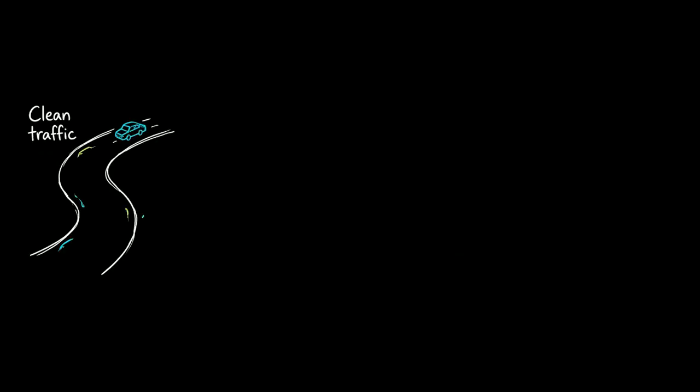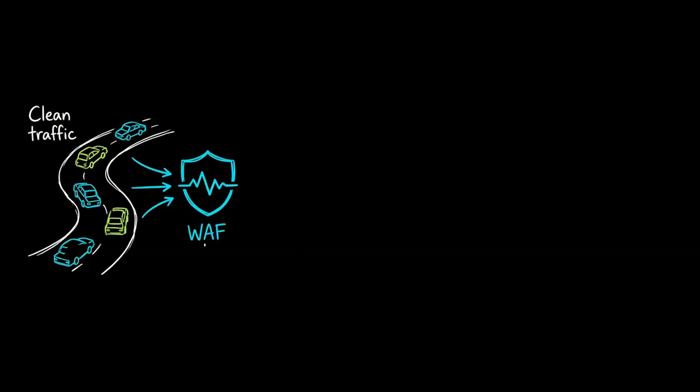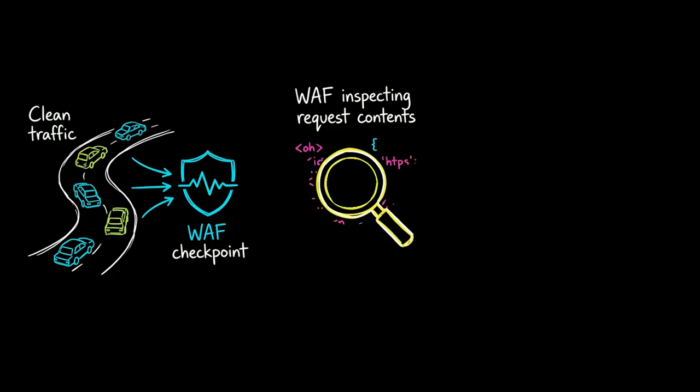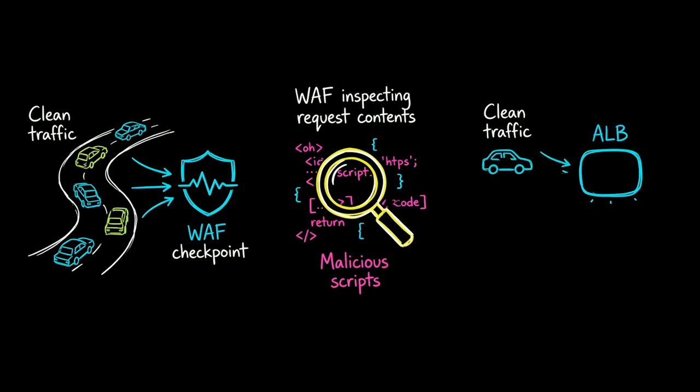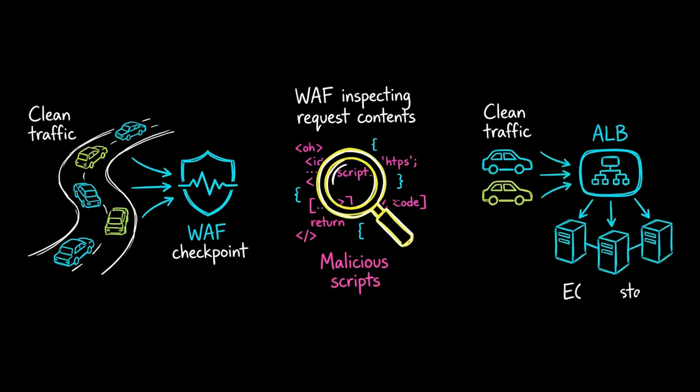Once the traffic passes that first layer, the request moves to AWS WAF. WAF then inspects the request contents against your security rules. It checks whether the request contains malicious scripts, suspicious patterns, or behavior that violates your policies. If the request passes inspection, the clean traffic finally reaches your application load balancer and EC2 instances.